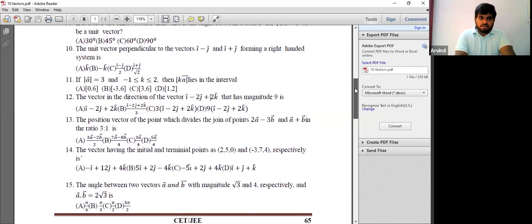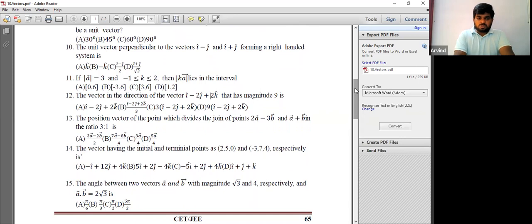And this is a similar one. So please do it. The position vector of the point which divides the join of the points 2a minus 3b and a plus b in the ratio 3:1. And the 13th and 14th are both similar, which we have solved already. Please do it on your own.